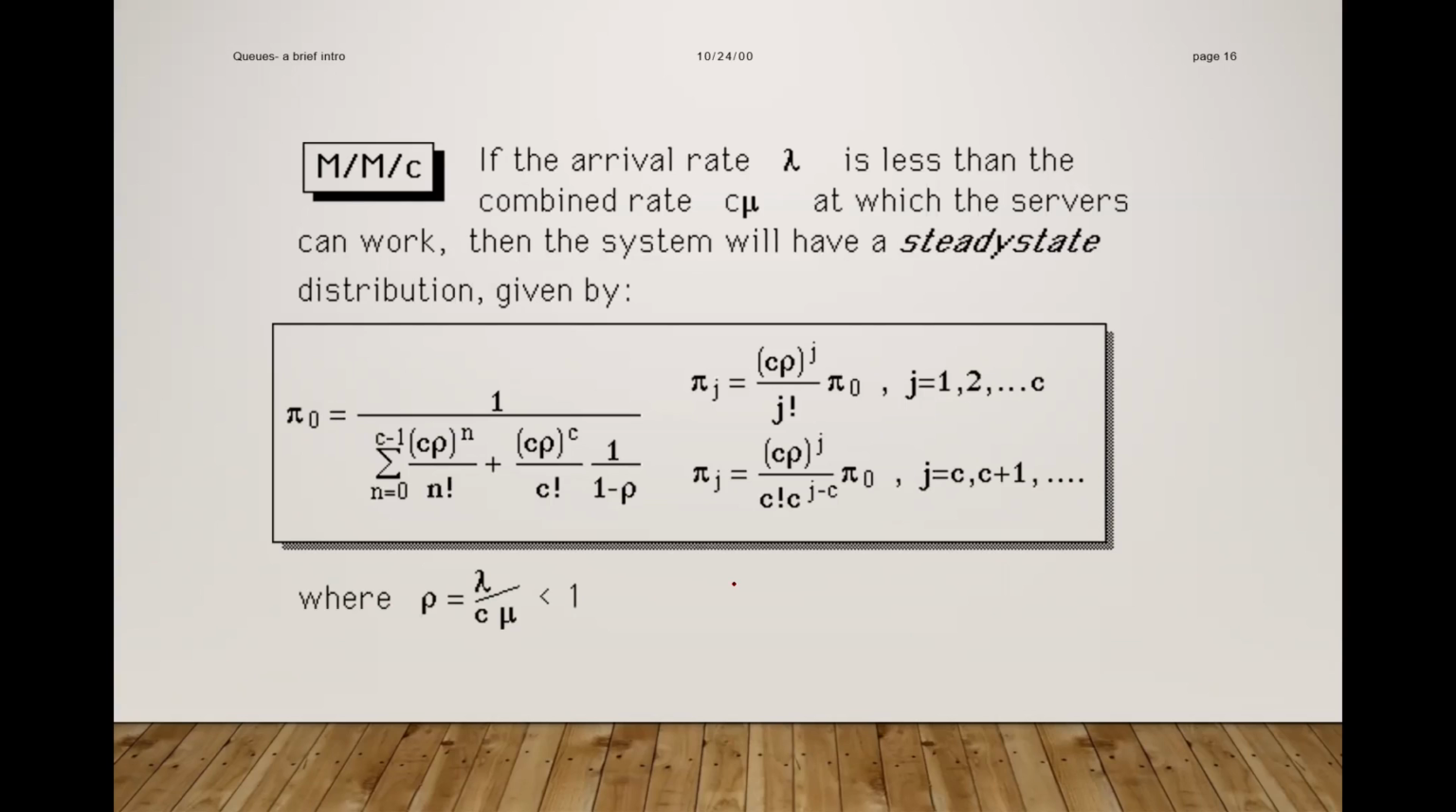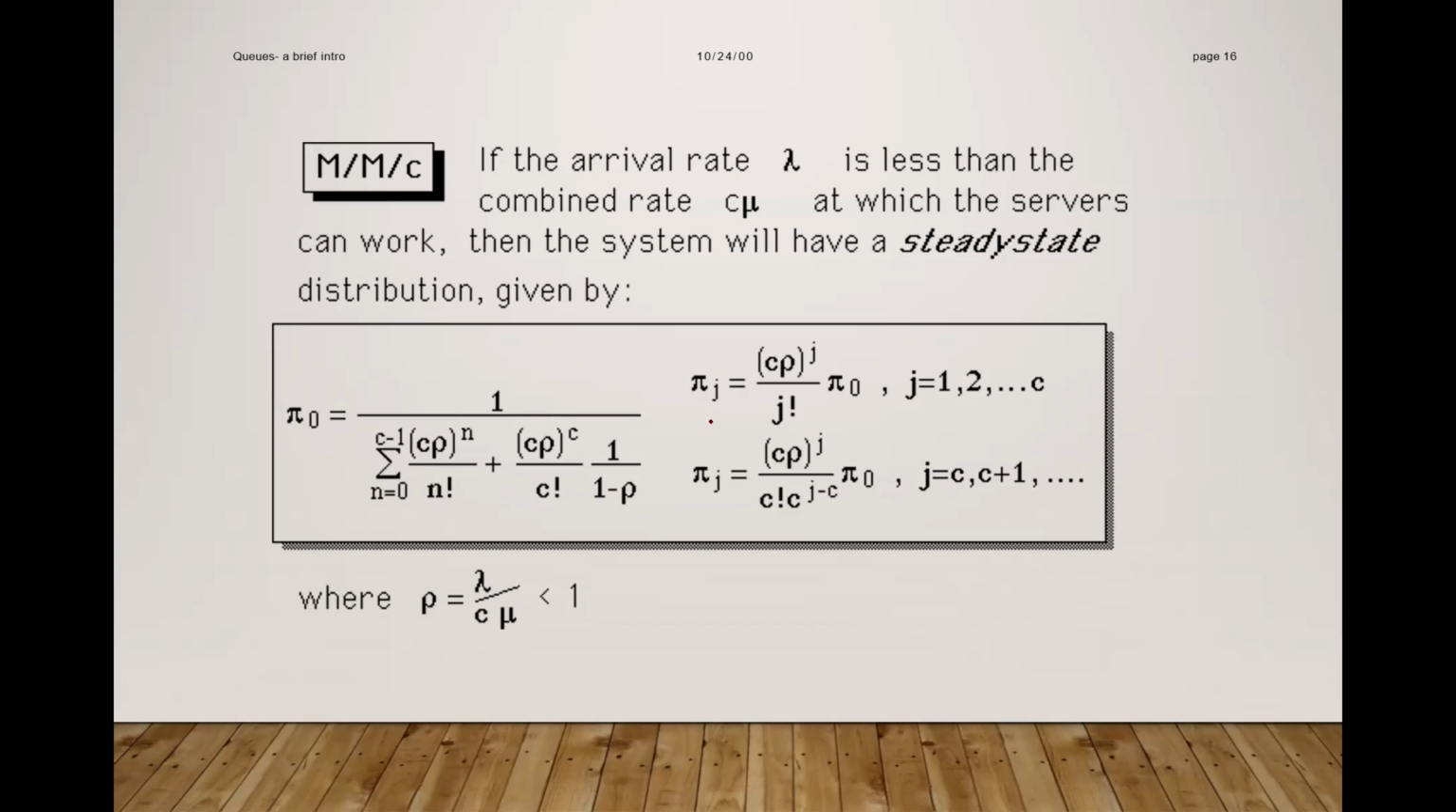Okay, if the arrival rate is less than the combined rate of all the servers, remember that we now have C servers, each one with service rate mu. So we just multiply, or add them. But since all of them have the same service rate, it is just C times mu. Then the system will have a steady state distribution given by this, so this is how you compute it.